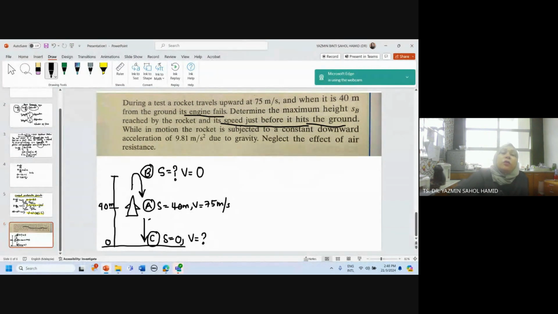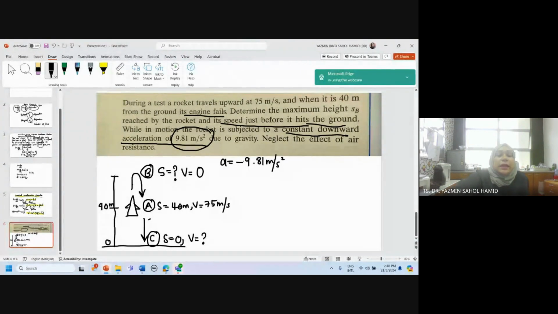Okay, now, from here, it also mentioned that while in motion, the rocket is subjected to a constant downward acceleration of 9.81 meters per second squared due to gravity. Neglect the effect of air resistance. So what is the acceleration here? So the acceleration is, since it's downward, you must include negative 9.81 meters per second squared. Okay, now, so here we have all the variables.